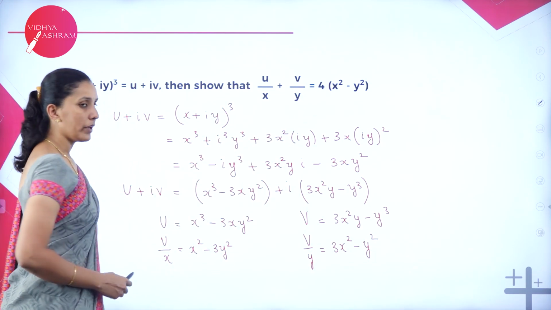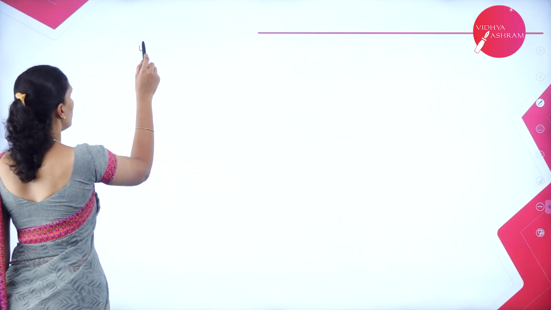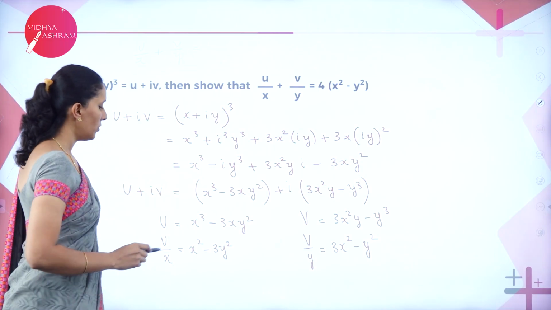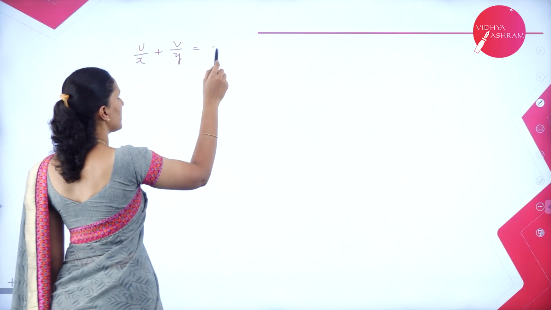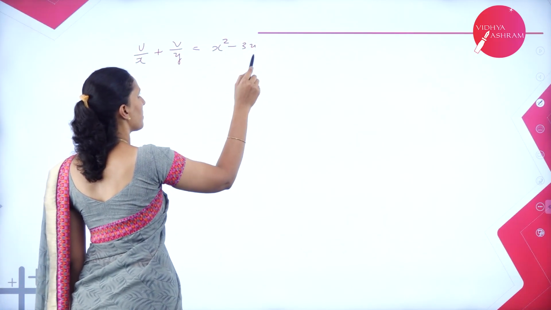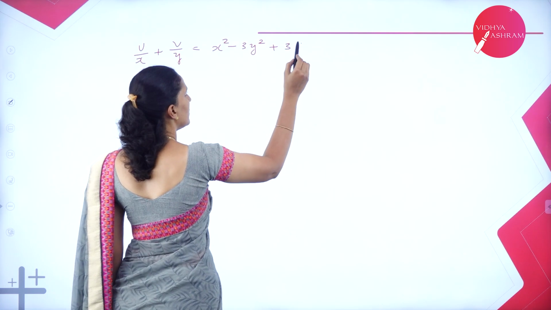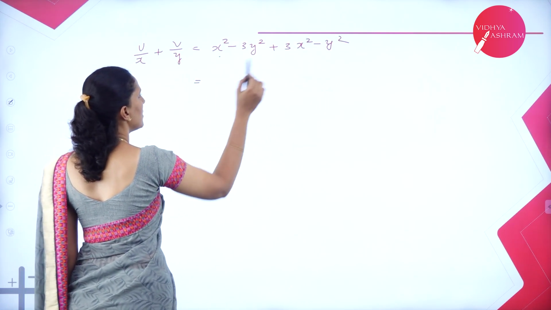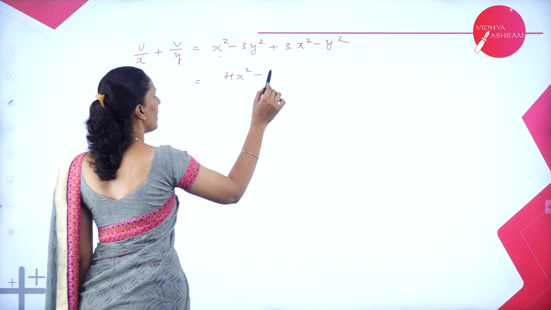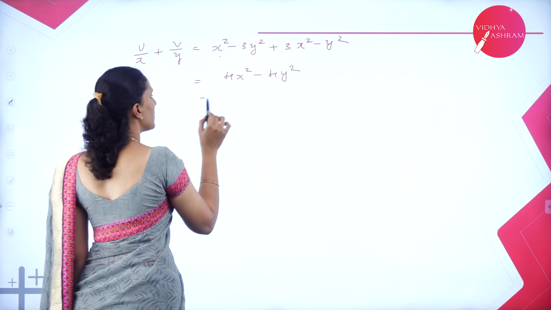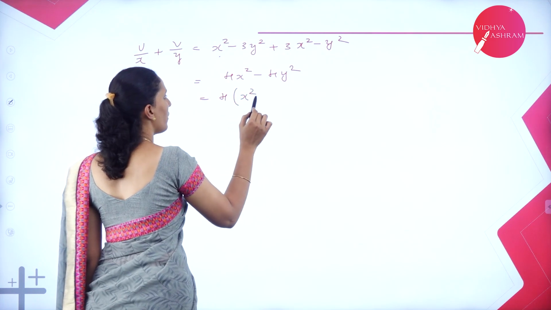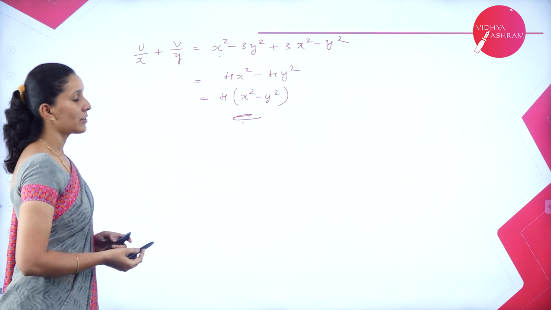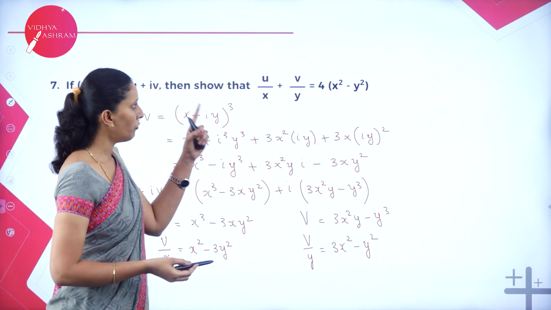So add these two equations. You will get u by x plus v by y is equal to x square minus 3y square plus 3x square minus y square. So you will get this as 4x square minus 4y square, which is equal to 4 times (x square minus y square). Hence, we have proved that u by x plus v by y is equal to 4 times (x square minus y square).